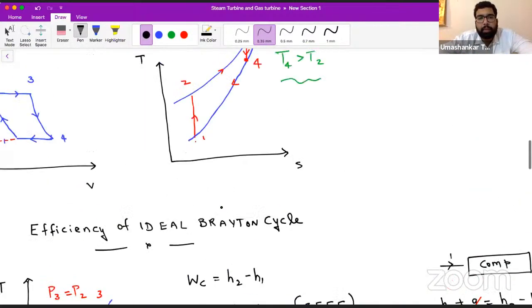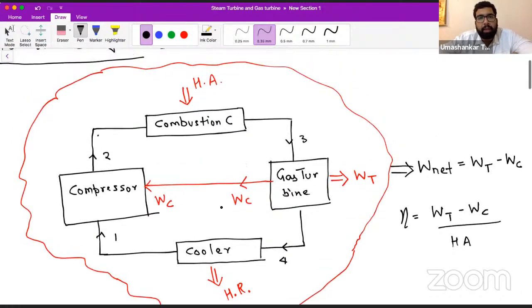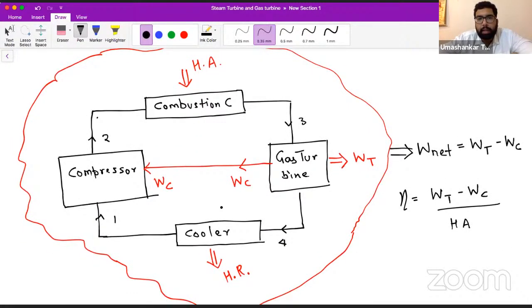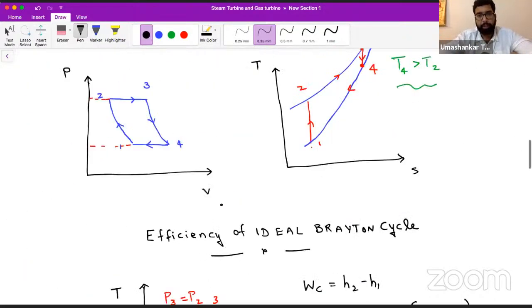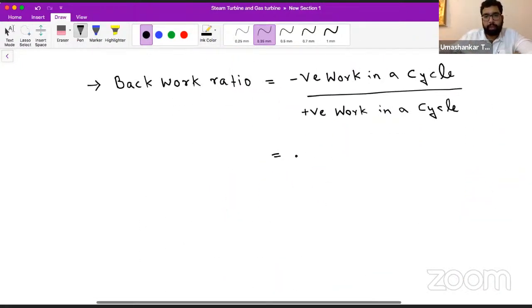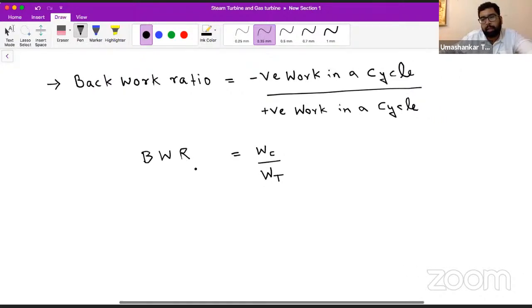In this cycle we have seen, this is the cycle we are having. This is the ideal gas turbine cycle or Brayton cycle, as we may want to call it. In this, the compressor is the device to which we have to supply some work. So the negative work is compressor work. We can say negative work in the cycle is compressor work, and positive work is turbine work. So we will have our back work ratio. This kind of term is sometimes asked in the GATE examination.